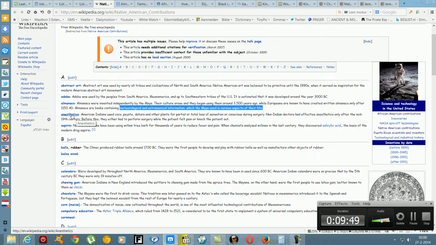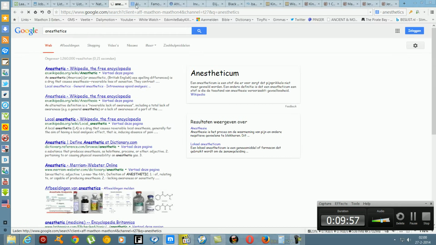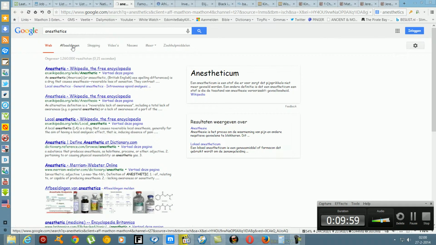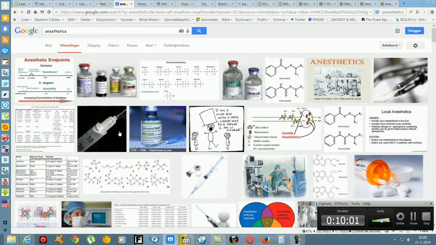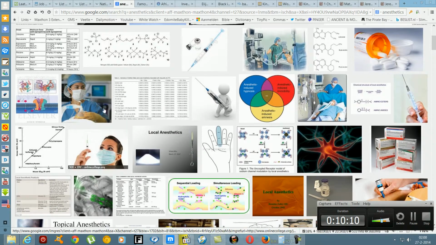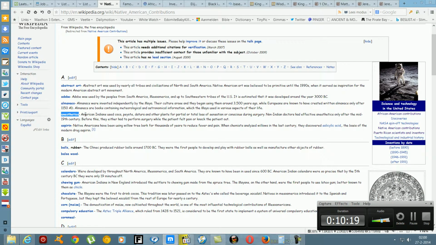Now, next invention, anesthetics. Look at this here, man. This is what the Israelites made, my man. Anesthetics, meaning when you have a wound and then they drug you basically. This is what they use in the doctor stuff. Anesthetics put you to sleep, operate on you. That's what they use.